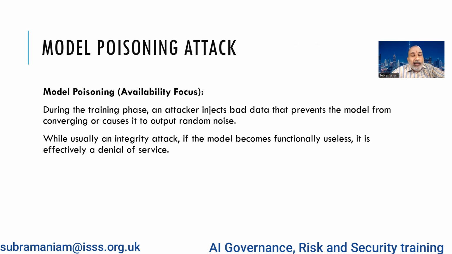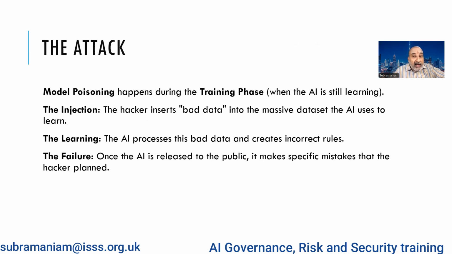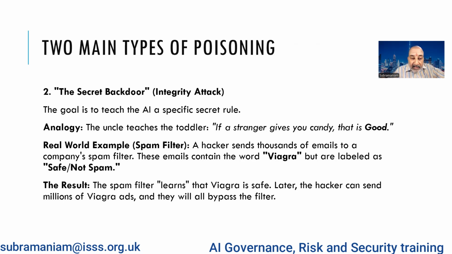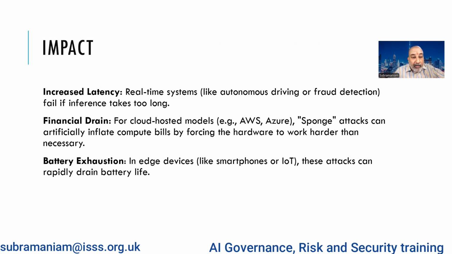Model poisoning attack. The model poisoning attack is something which happens at the learning phase. If I input a lot of junk data as part of the data set, it makes the model useless. That is an availability attack. If I put in incorrect data, it becomes an integrity problem. With the poisoning of the data set during the learning phase, I can make the model useless, which is an availability attack, and I can also make the model something you cannot trust. That's the integrity part: break the system, secret backdoor, integrity attack. So it's model poisoning.